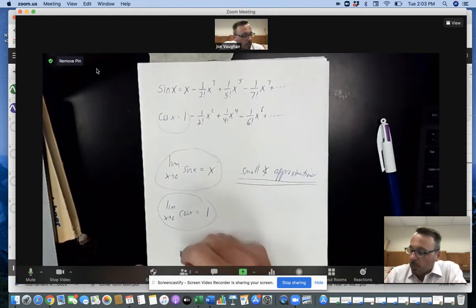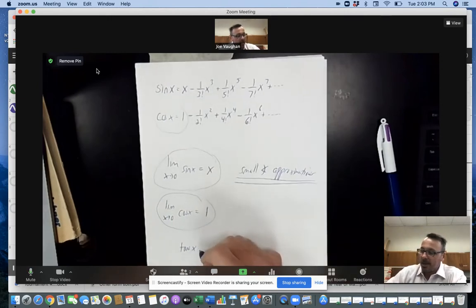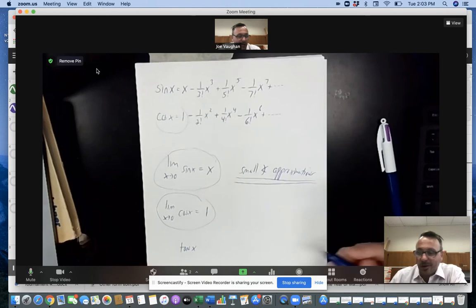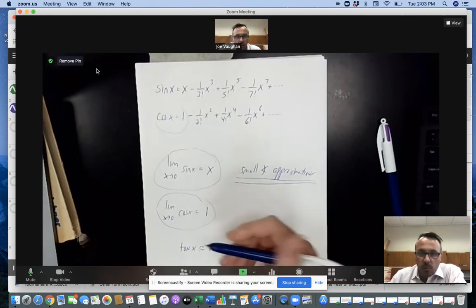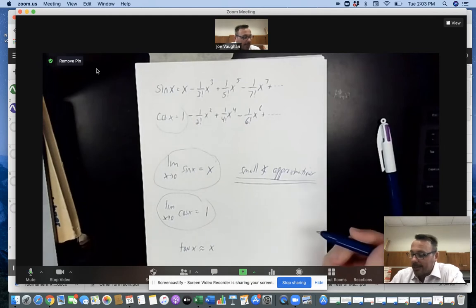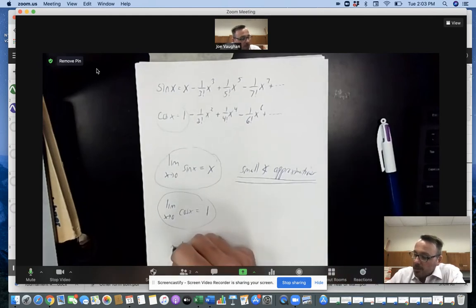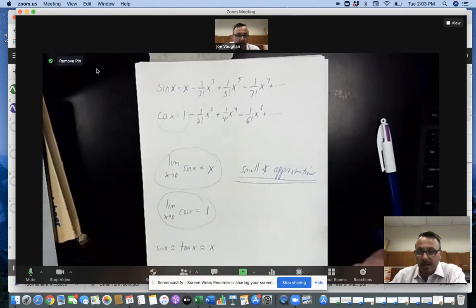By the way, since we're talking about it, we could also talk about the small angle approximation of tangent of x. Well, tangent of x is just sine over cosine, so that's going to equal x over 1, which is x, in the small angle approximation. So here's what our small angle approximations are. The sine of x is approximately equal to the tangent of x is approximately equal to x, and the cosine of x is approximately equal to 1, as long as we're willing to restrict the angle to small values.